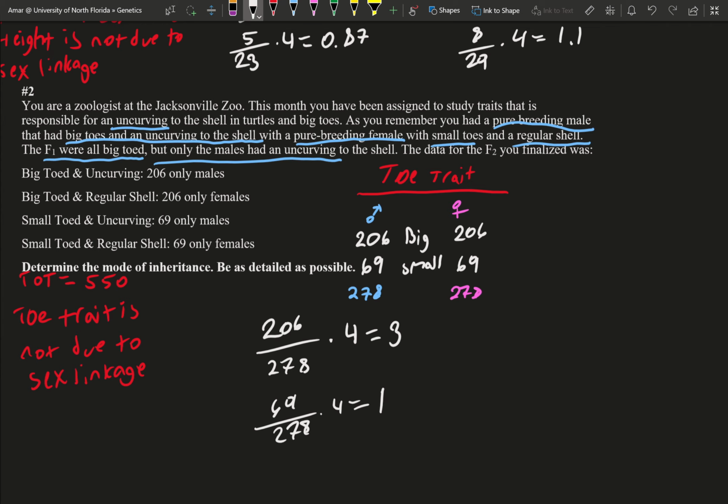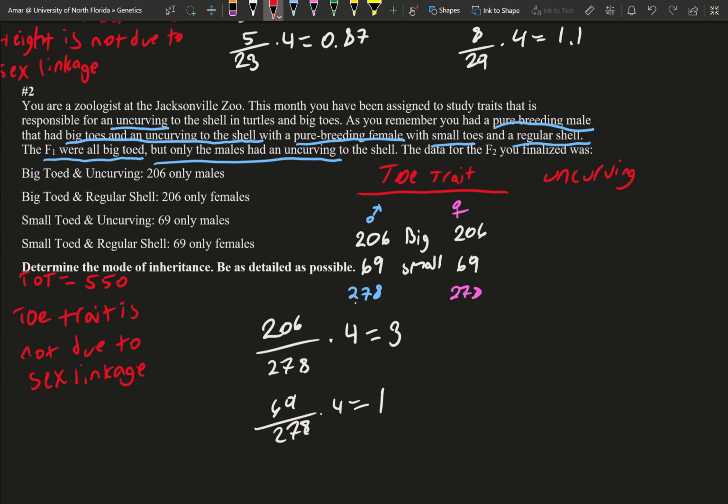And that's all you have to do for that. But let's see what the uncurving trait is. To be honest, I don't even know what uncurving is, but you're going to get some really confusing ones on your exam. So it is what it is. So let's write down uncurving here.